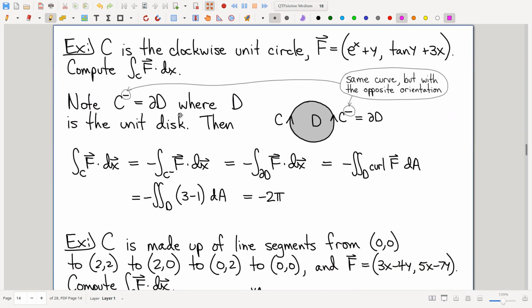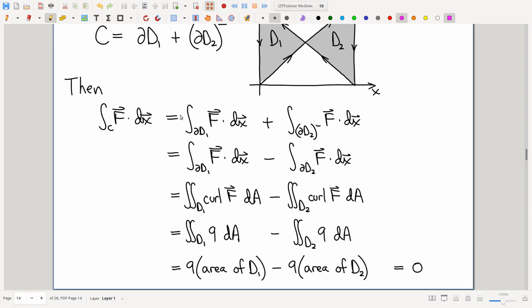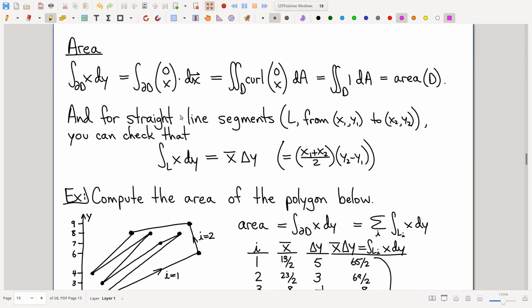Okay, so that's what we did last time, and we saw a couple of examples, and now we're going to see a cool application.